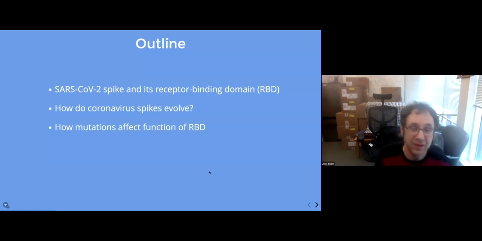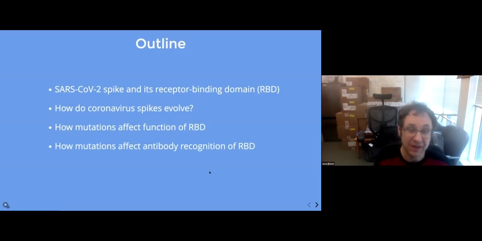Then I'm going to really zoom in and discuss understanding how mutations affect the function of the SARS coronavirus 2 receptor binding domain. And then finally, the thing that I think most people are really interested in right now, which is how mutations will affect recognition of this viral protein by both monoclonal antibodies and the type of polyclonal antibodies that, for instance, might be elicited by infection.